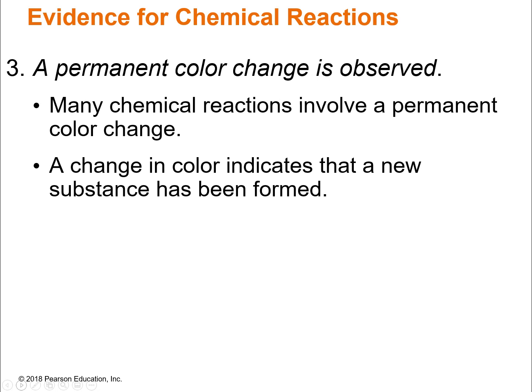The third piece of evidence you might see is a permanent color change. Lots of the transition metals have pretty colors. For example, copper 2 sulfate is a very pretty blue color. You might see green, manganese can have a pinkish magenta color, depending on what compound it's in. So color change indicates that you've made a new substance.